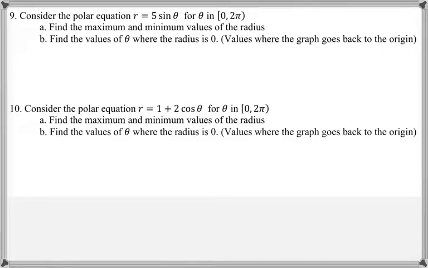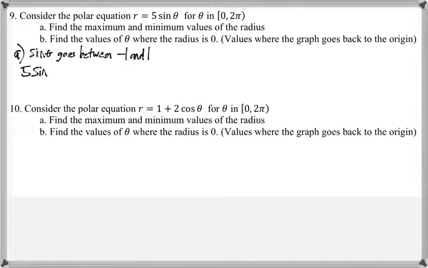Okay, but the first thing we're going to look at is the maximum and minimum values. So I'm going to try and build this up from just a normal sine function into what we have here. So I know just from our basic graphs of sine that sine of theta goes between -1 and 1. That's just looking at the basic graph of sine.